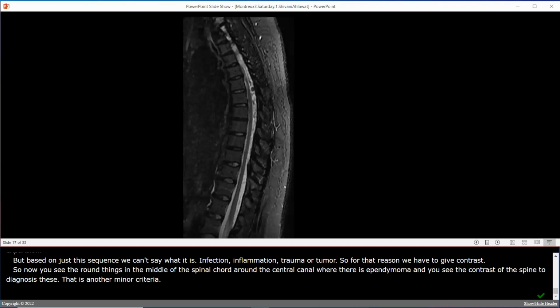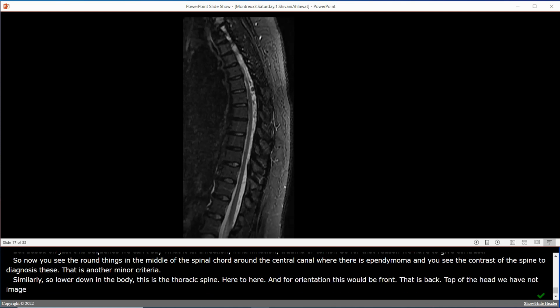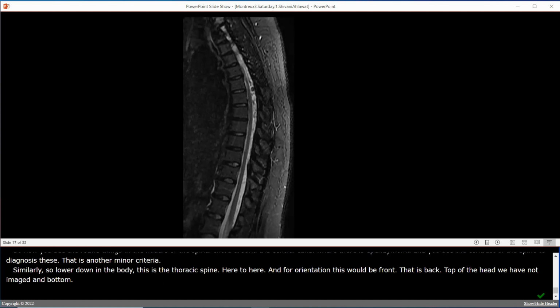Similarly, so now we go lower down in the body. This is the thoracic spine, which is back here to here. And for orientation, this would be front, that's back, top of the head we have not imaged, and bottom. And these are the bones that make up your spine. And then this white is the cerebrospinal fluid or the liquid surrounding the spinal cord. And we see some stuff behind the spinal cord here. There's something here, and you wonder what it is.